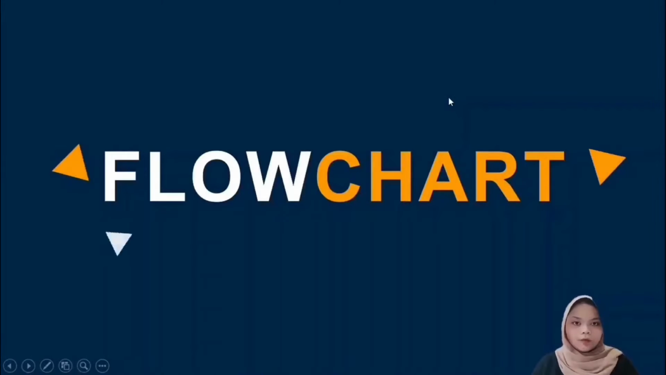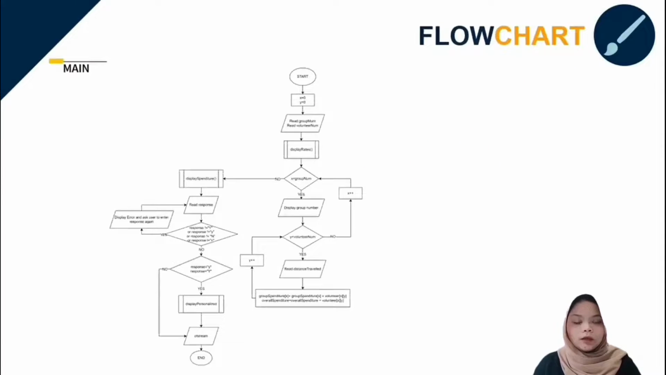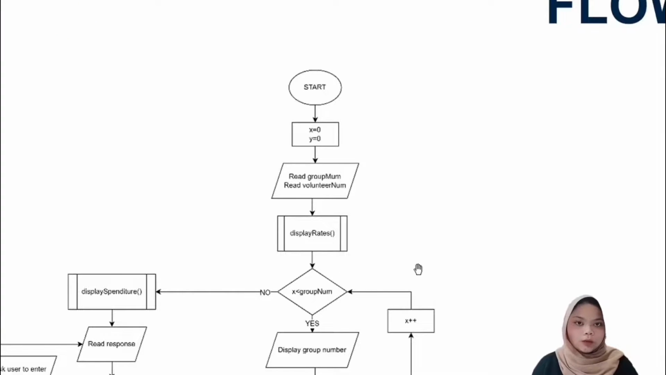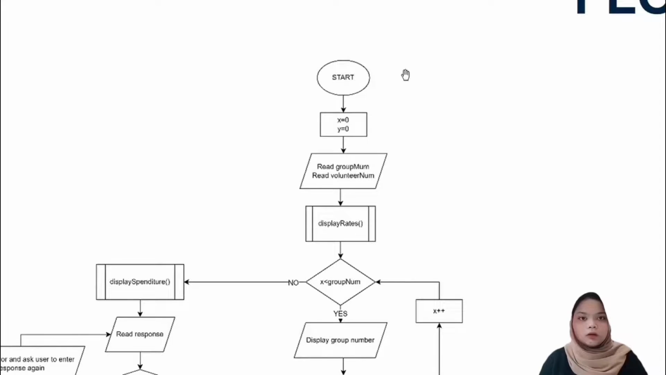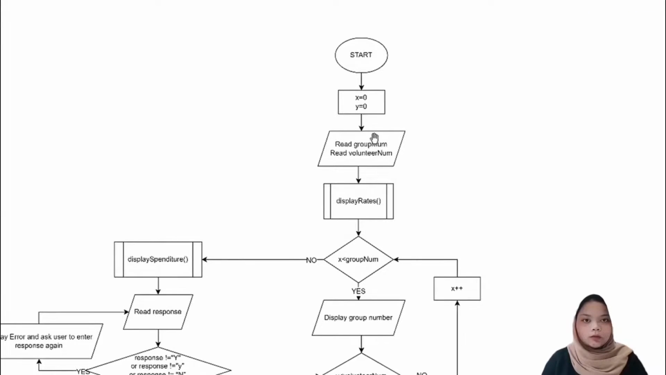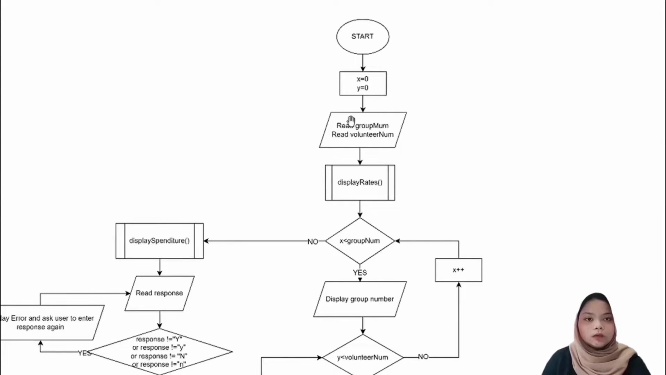Hi everyone, my name is Zulaikha Hananie. So now I will be presenting about the flowchart of our group. So here we start with the main part first. Okay, as you can see here, it started here and then we will get the input or data from the user itself. As long as the values of x and y are greater than 0, then it will read out as group number and also volunteer number.